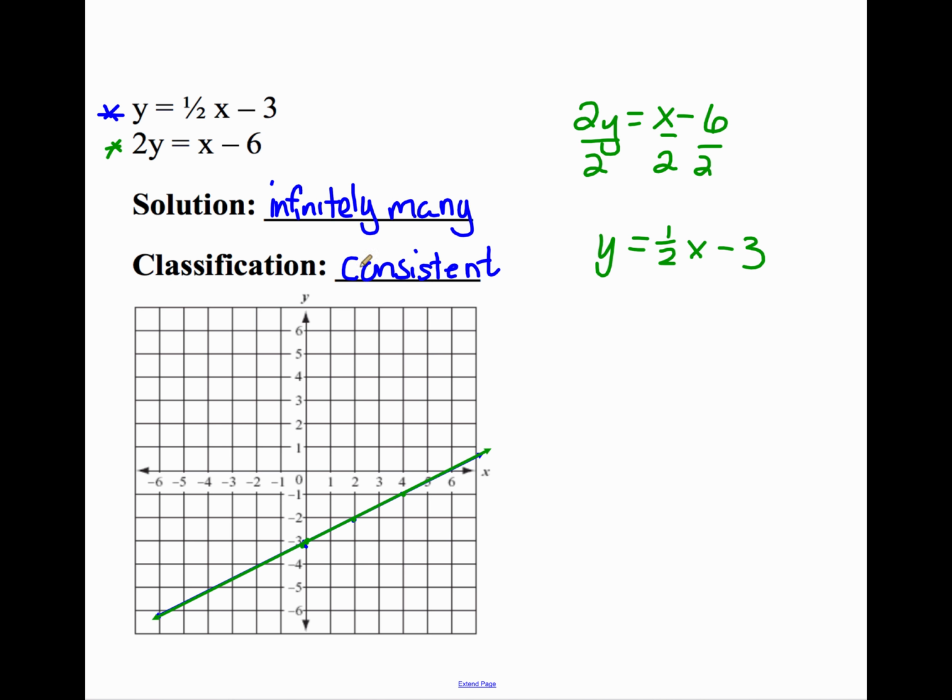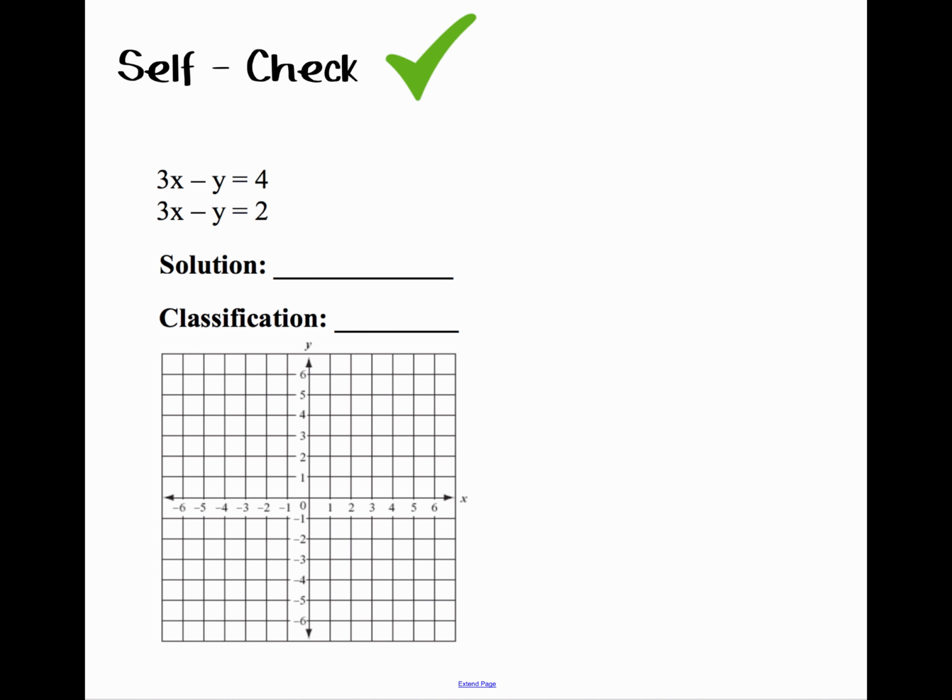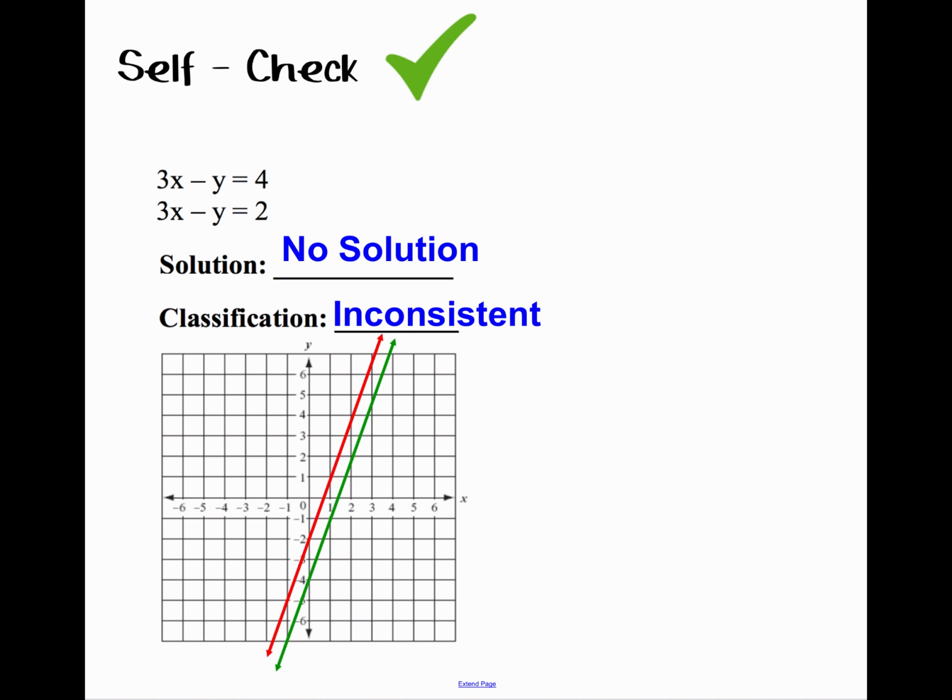Okay, now it's your turn. I want you to try to graph this system of equations, and tell me what kind of solution I have and the classification. The video will pause here. When you finish, enter your answer and then press play. Did you get it right?